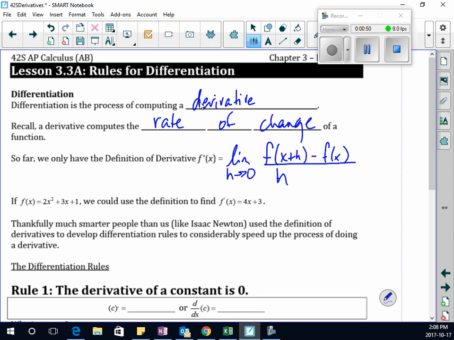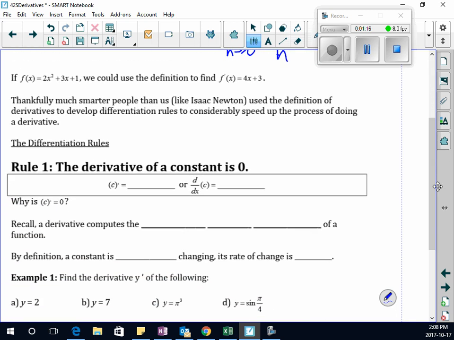So if I use the definition of derivative, I would plug this in, and you found that when you had quadratic, sometimes it was really hard to find the x plus h when you substitute in there, right? So there's got to be a better way, and there is. So what's the better way? It is some of the rules coming up here. One was the power rule that I already exposed you to. Okay, so smarter people such as Isaac Newton used the definition of derivative to develop differentiation rules to considerably speed up the process.